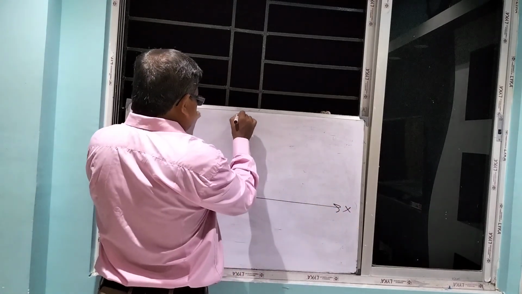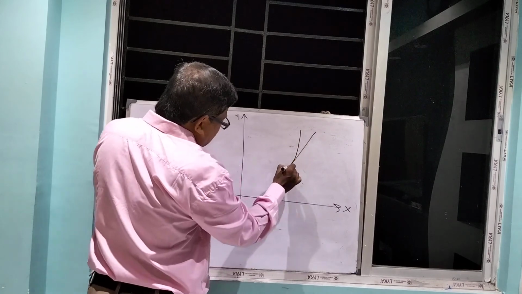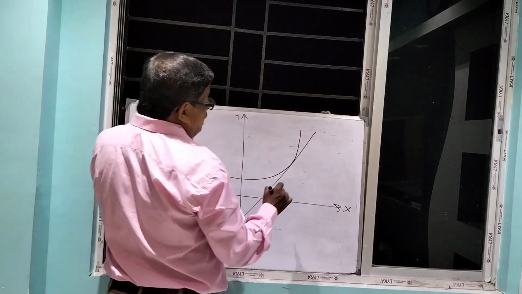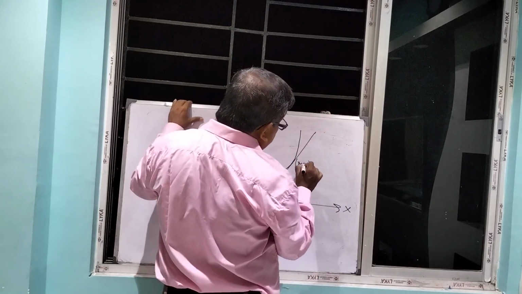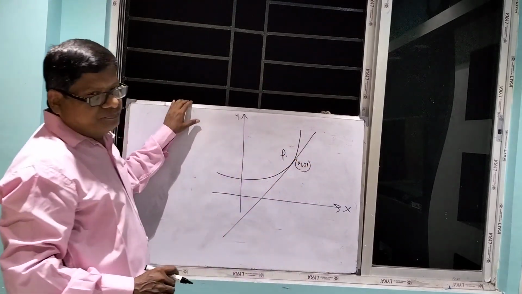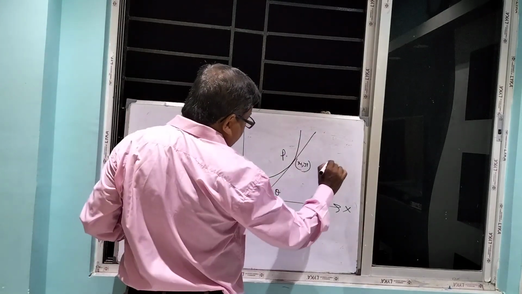Suppose x axis, y axis. So the tangent is there. This is the tangent line. The curve is there, and at the point, suppose (x1, y1), it will be any point (x1, y1). This tangent makes angle theta with the positive direction of the x axis.